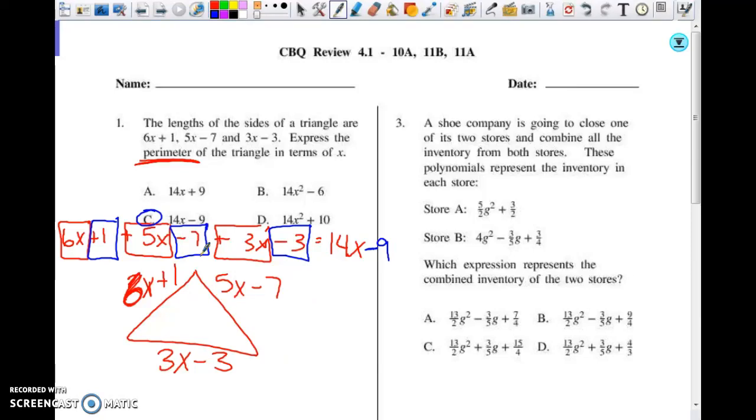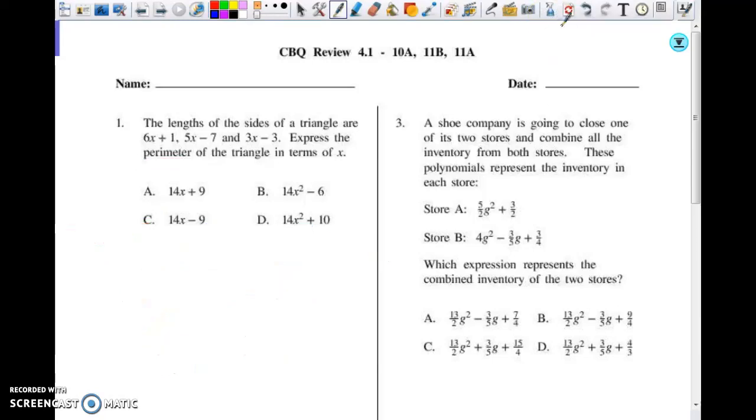So I'm going to clear this out, okay? In the calculator, I'm going to put all my sides, right? I'm going to put 6x plus 1 plus 5x minus 7, right? That's my sides, plus 3x minus 3. My goodness. What's going on with my pen?